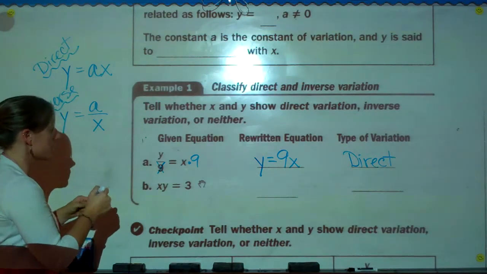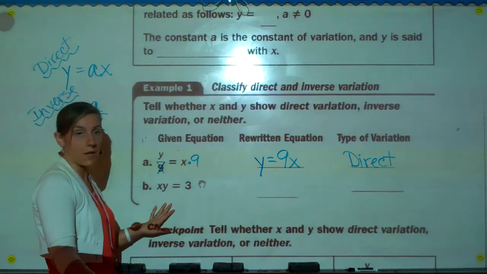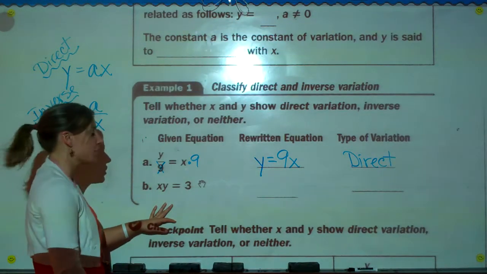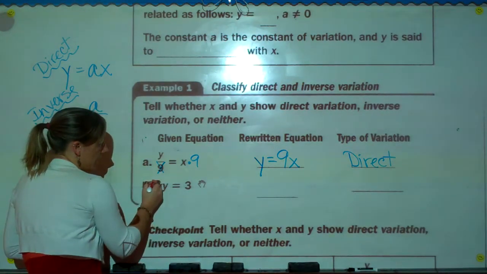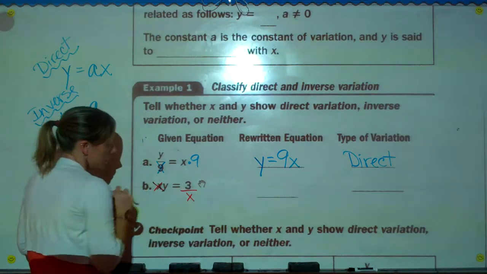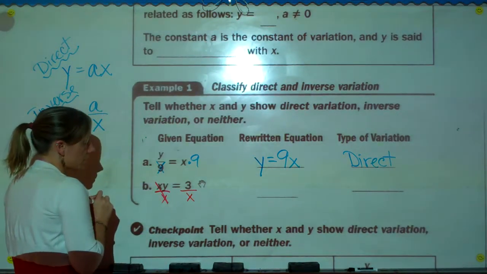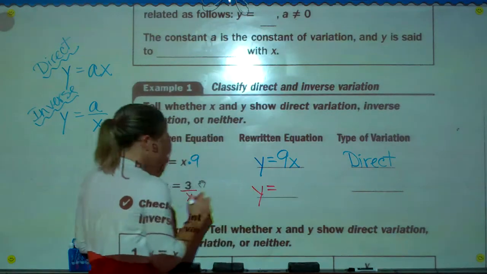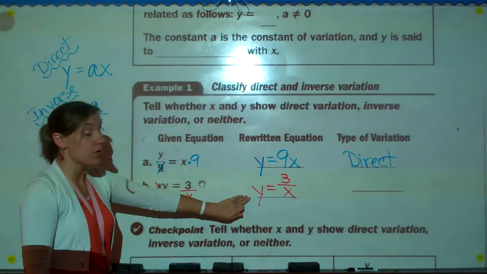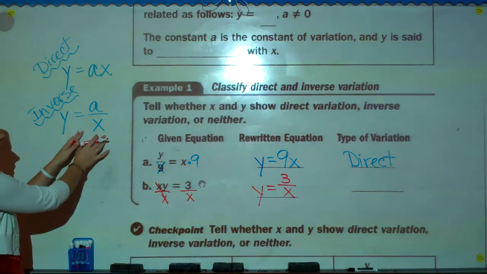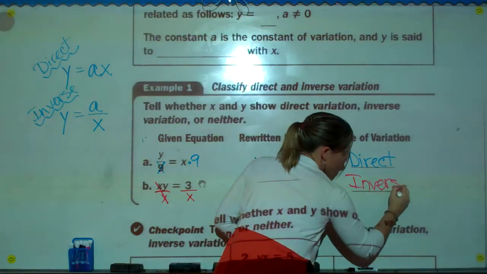Okay? And then this one, this is a very common way that you could see something written. It actually could help us down the road when we're trying to find some relationships and find some constants, but it's not solved for y. So if we want to solve for y, we want to get rid of the x by dividing it to the other side. Okay? I'll say divide both sides by x. So the x goes away, we have y equals 3 divided by x. And if you notice, now it looks like the inverse variation. A is 3 and x is in the denominator, so this is an inverse variation.